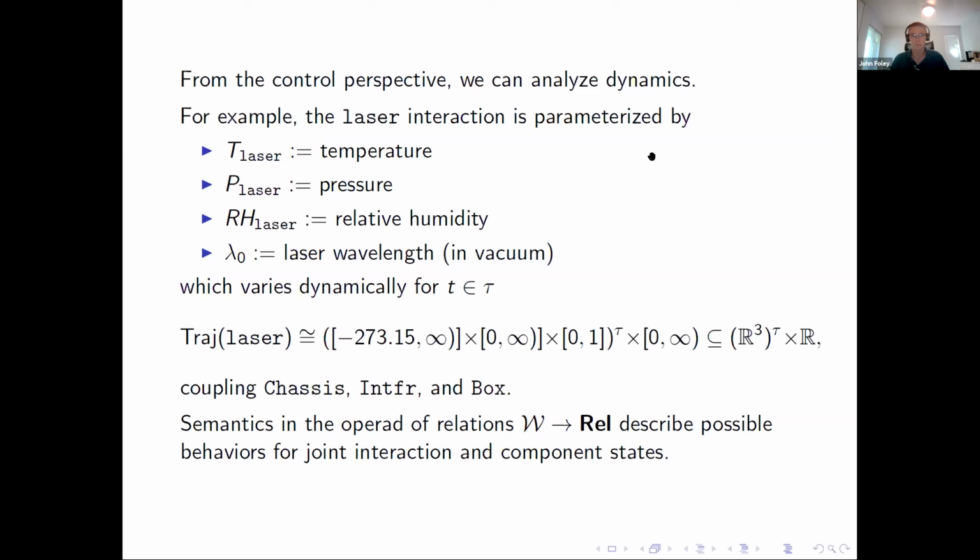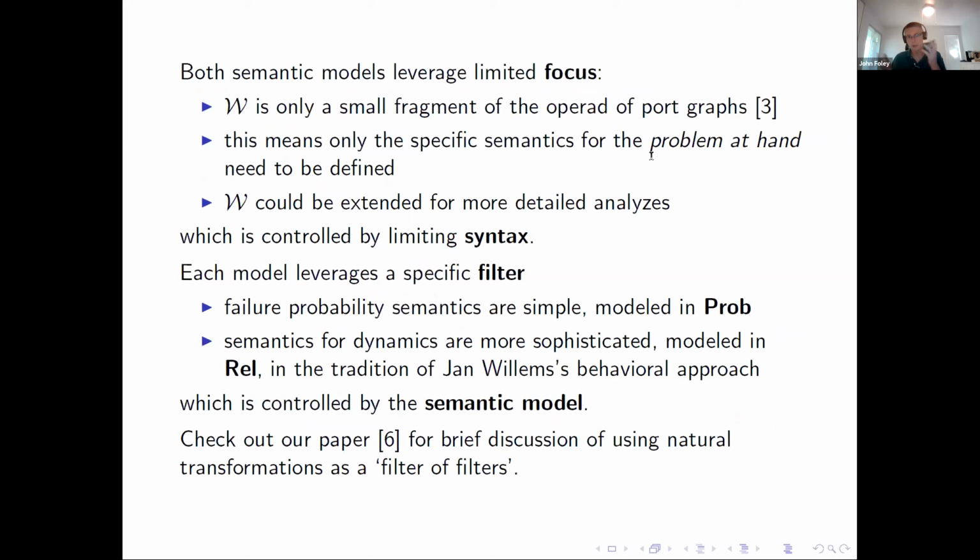And together, those are giving you these trajectories, which are describing what the interaction between the systems that are managed by the laser are. And then if you keep going and you describe all the possible behaviors for joint interactions and the individual component states, you actually get a semantics for these dynamics in the category of relations. And this is following the usual sort of thing in Willems' behavioral approach, where you're saying the possible behaviors of the system.